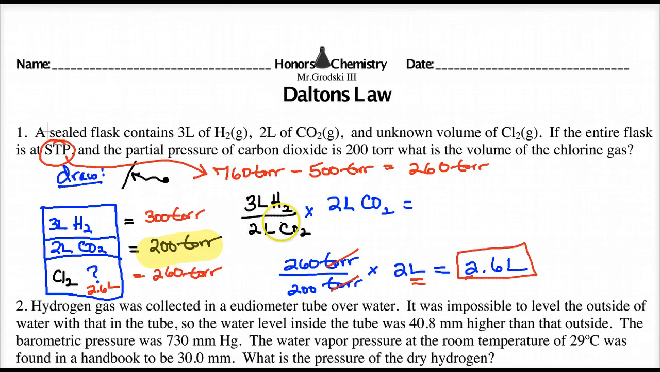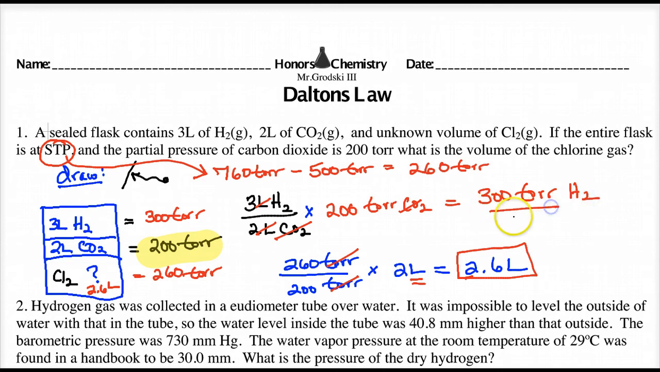Look at this ratio. This fraction of liters would give me, oops, bad Grodsky. This fraction of liters times the pressure, sorry. The pressure here would be 200 torr. Torr of what chemical? CO2. Now watch, party people. The CO2 cancels. The liters cancel. And 1.5 divided by 2 times 200 would give you the 300 torr of H2.